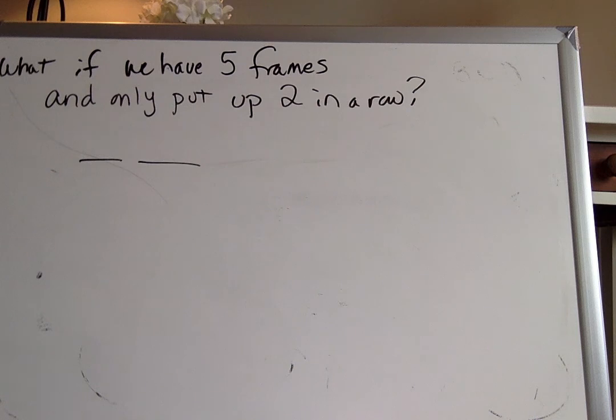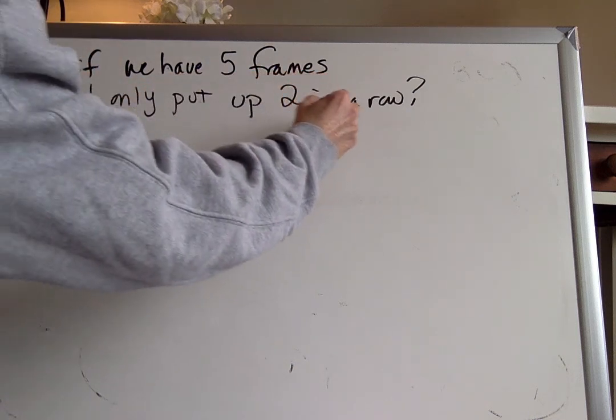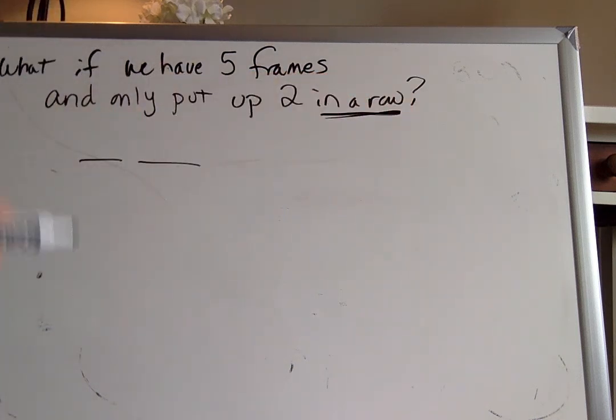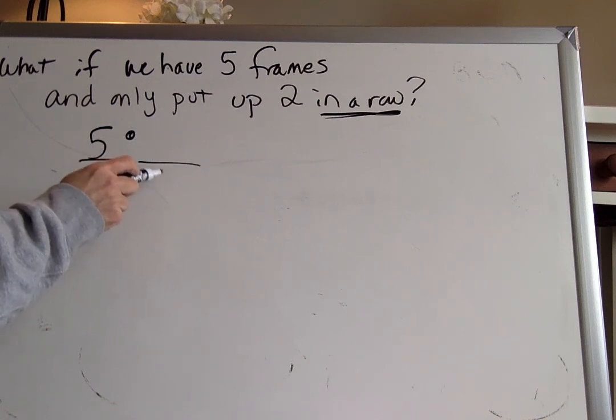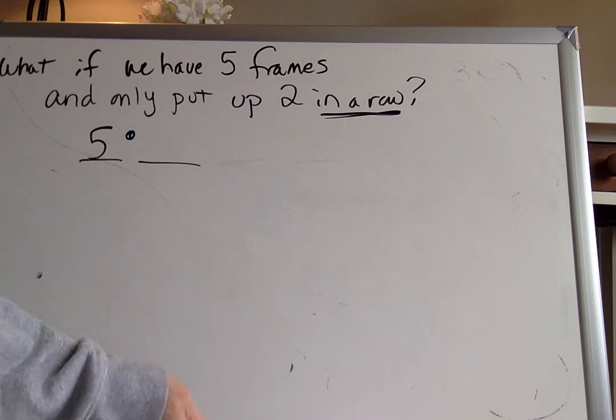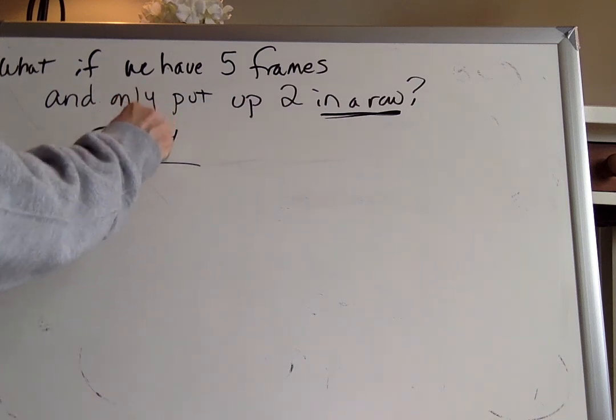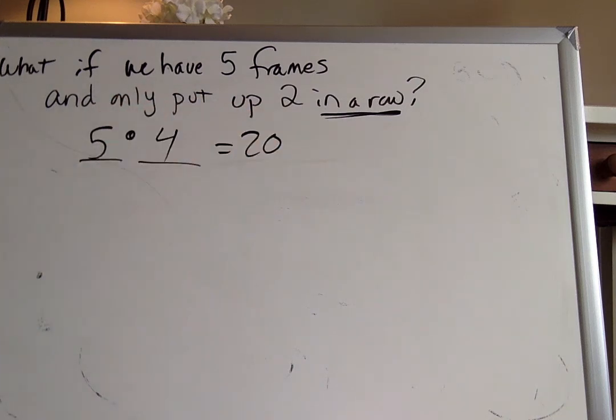So again, we are putting them up in a row, so it matters who's on the left, who's on the right. Well, for the spot on the left, I could pick one of those 5 to put there, right? But then when I get to the next spot, the one on the right, I've already used up one of my pictures. I only have 4 more sitting on the floor that I could choose from. So that is 20. Not hard.